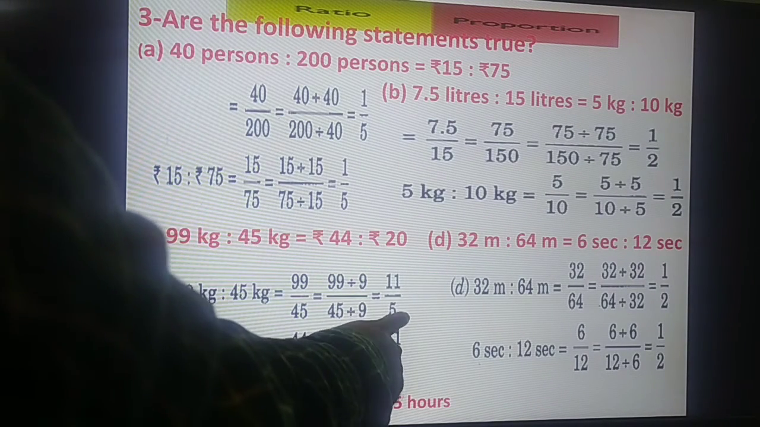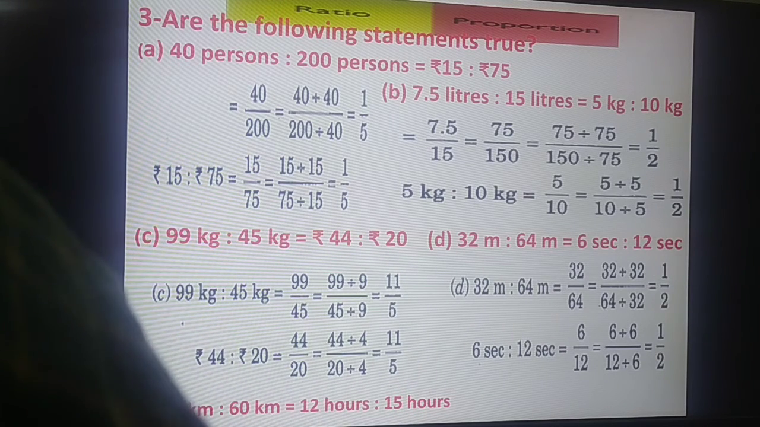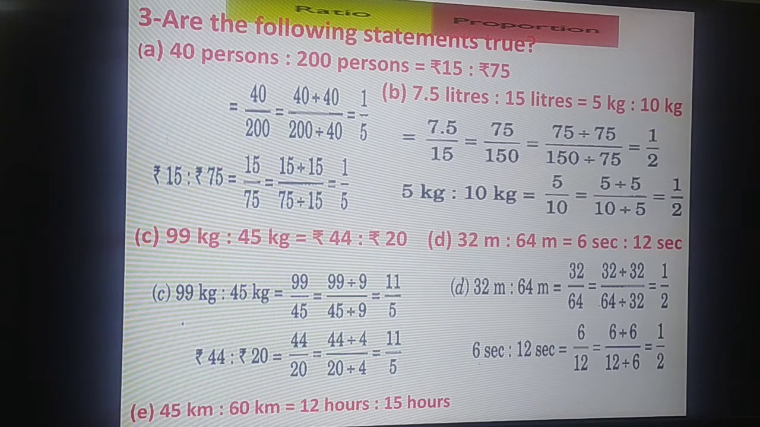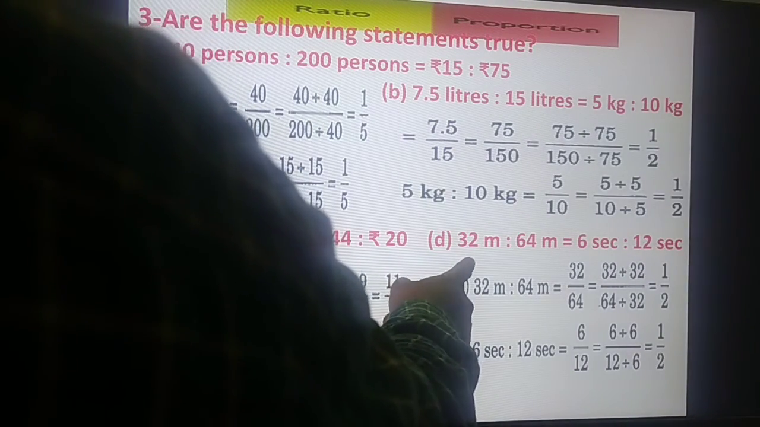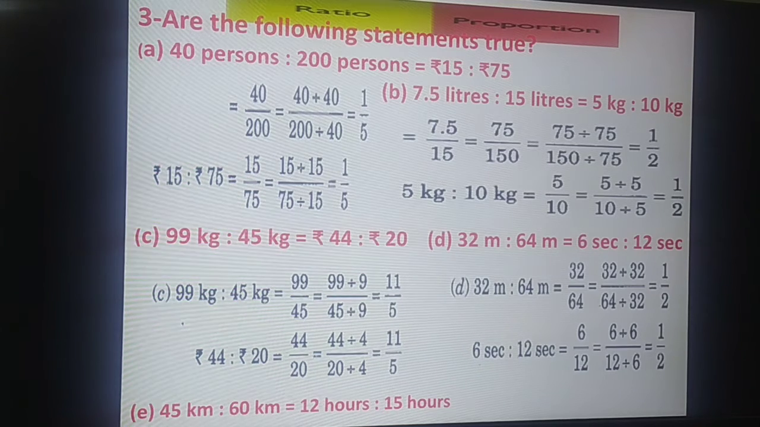Here 99 by 45 becomes 11 by 5. 44 by 20 also becomes 11 by 5. Means this statement is also correct. Here 32 by 64 becomes 1 by 2. 6 seconds by 12 seconds is also 1 by 2. So the D statement is also true. Now you can find yourself whether statement E of this third question is true or false.